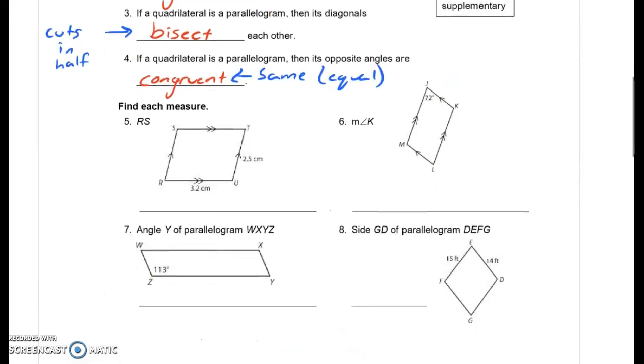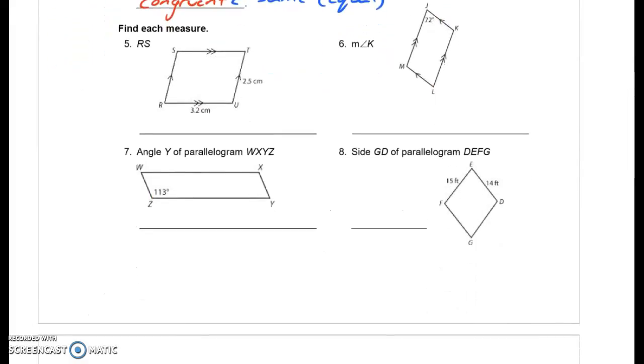Now for numbers 5, 6, 7, and 8, we're going to use those 4 rules to solve these problems. I will do 5 and 7, and I want you to pause it to do 6 and 8 on your own. For number 5, we're finding RS. These arrows mean that it is parallel, therefore it is a parallelogram. We want this side here, which by the rule is congruent to this side. Therefore, RS equals 2.5 centimeters.